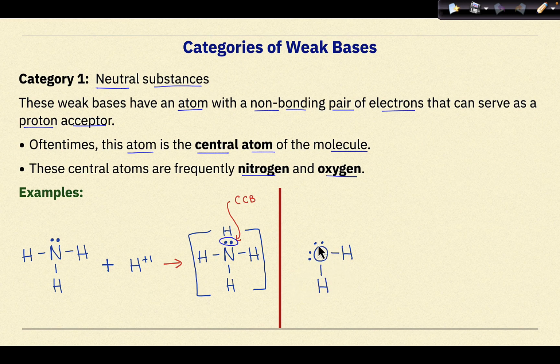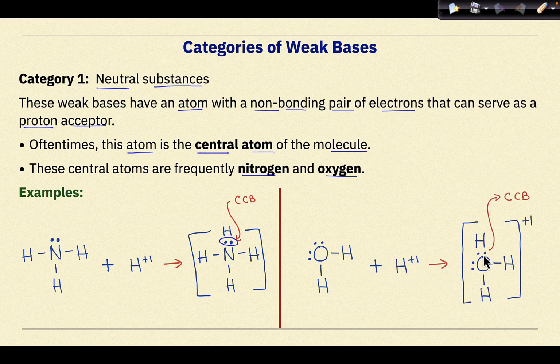Another example is when water acts as a weak base. Notice that water has two lone pairs. When it accepts a hydrogen ion, it produces the hydronium ion. So again, we can see that coordinate covalent bond between the hydrogen ion and the water molecule right here.